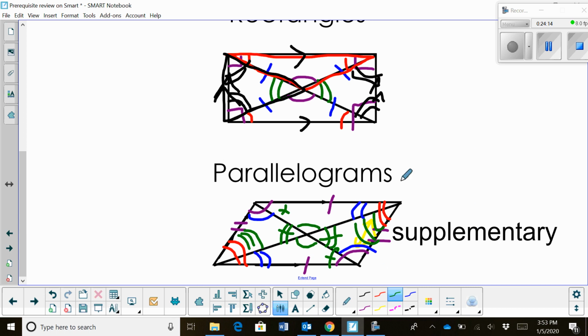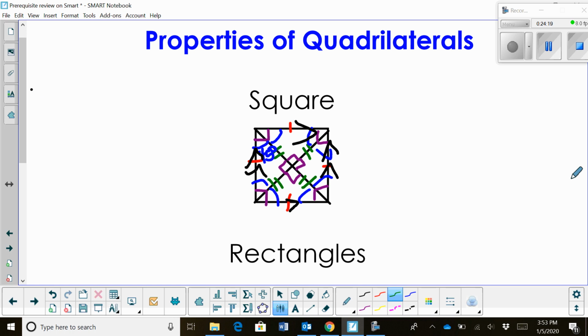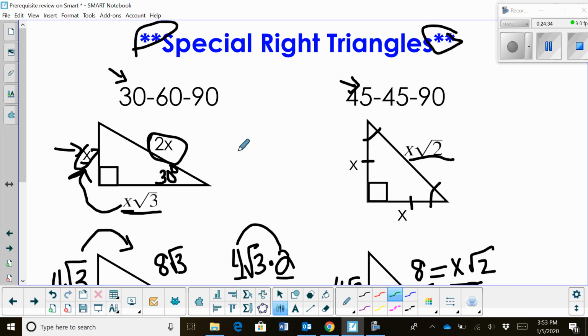So lots of properties with quadrilaterals. And really, if you have those foundational skills, those are the main concepts you're going to need in geometry for pre-calculus. And again, I would focus on making sure you know your special right triangle rules because those build the unit circle. So there you go. There are the properties and concepts, topics you need to know from geometry to be successful in pre-calculus.